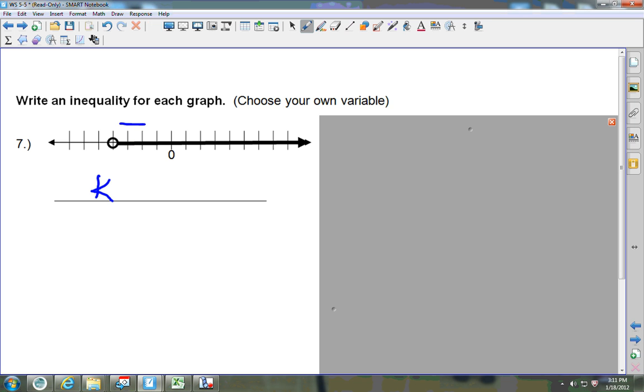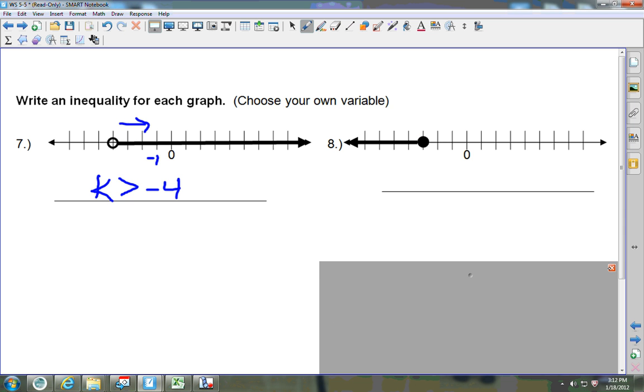Now, I'm shading to the right. See how my arrow is pointing to the right there? That's greater than negative 4. Now, do I put an equal to bar there? No, I do not, because it is an open circle. This is my answer.